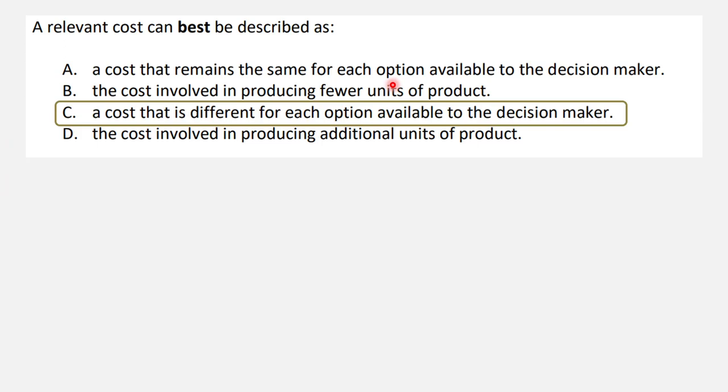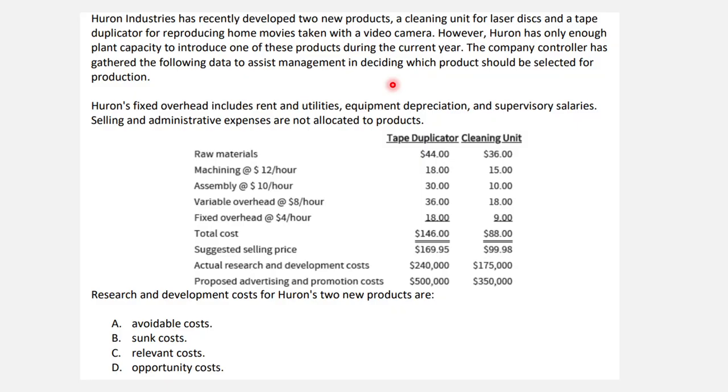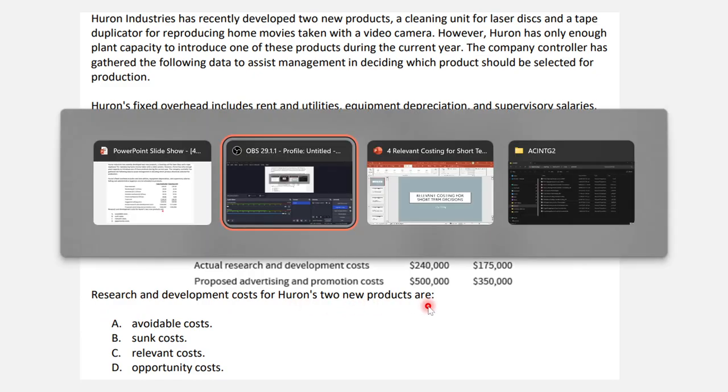Okay? I want you to answer the next problem. The question is: research and development costs for Huron's two new products are blank.